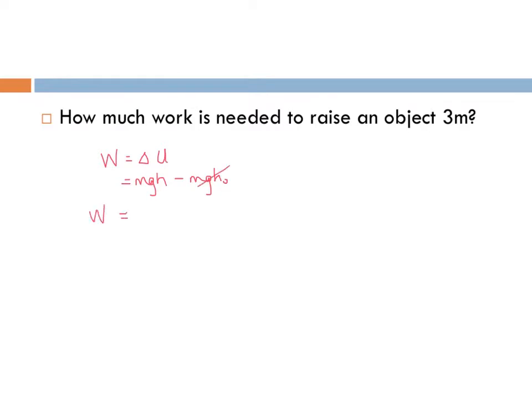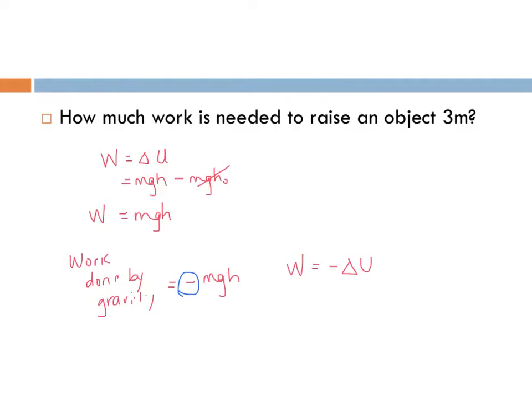So the work needed to raise an object would be equal to mgh. Now, work done by gravity is actually going to be the negative of that. So, the work done by a conservative force is equal to a negative change in potential. The reason that it's negative is because we said work is going to be positive if it speeds an object up, or negative if it slows down an object.